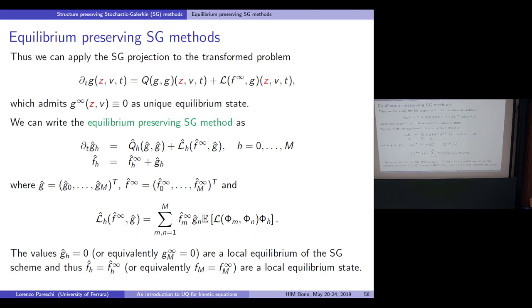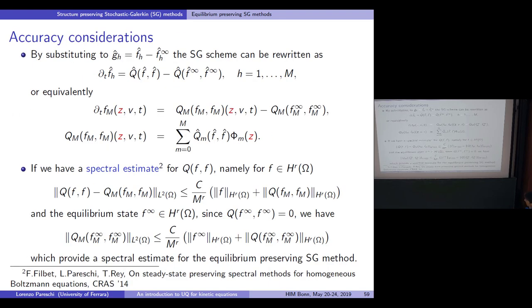That's the way it works, but it may be interesting to revert things back to the original variable. What we can do is substitute g hat of h with f hat of h minus f hat infinity of h. If you do this and perform some little algebra, you realize that with respect to the original coefficients of my probability density function, the stochastic Galerkin scheme, the equilibrium preserving version, can be rewritten as follows. And from here, you clearly observe that whenever f hat is equal to f hat infinity, these two things cancel, you get zero, and the steady state is preserved.